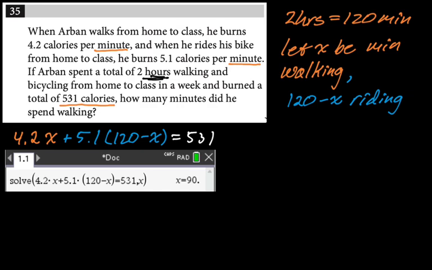I went ahead and just used solve on the calculator, which is definitely the fastest way. So I did solve. I got X equals 90. If you don't have solve available or you don't know how to use it, I definitely recommend that if you do have it, you learn how to use it.